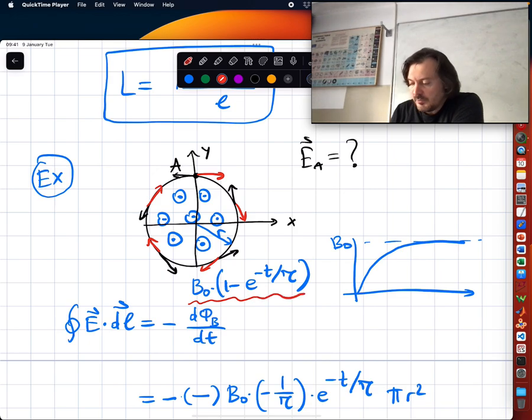The formula for magnetic field is this. It's given by the problem. And when t is 0, 1 minus e to the minus 0 is 0. When t is infinite, e to the minus t is 0. 1 minus 0 is 1. So it is increasing. Any other questions?